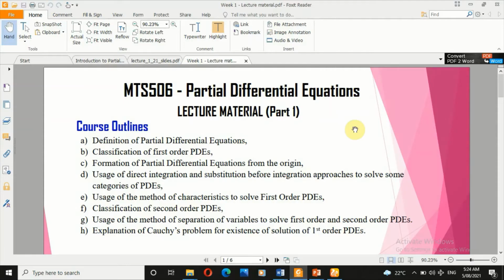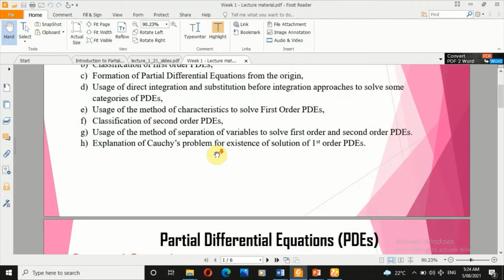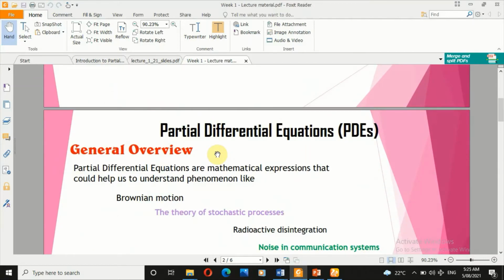Lecture on partial differential equations. So in this first part, I'll briefly introduce to you the concept of partial differential equations and the classification of first order. And I will also share some facts with you on the nature of the solution of first order partial differential equations. So you're welcome to the online part.